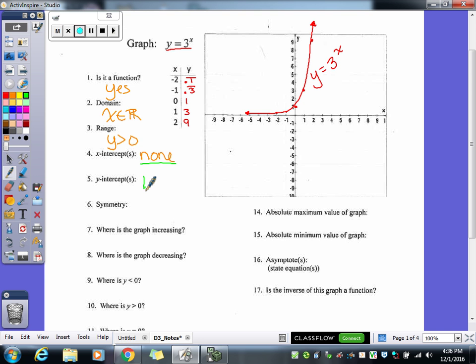For symmetry, it wants to know if it's even or odd. Remember, even is symmetric over the y-axis. Odd is symmetric through the origin. This one is neither, so symmetry would be neither.